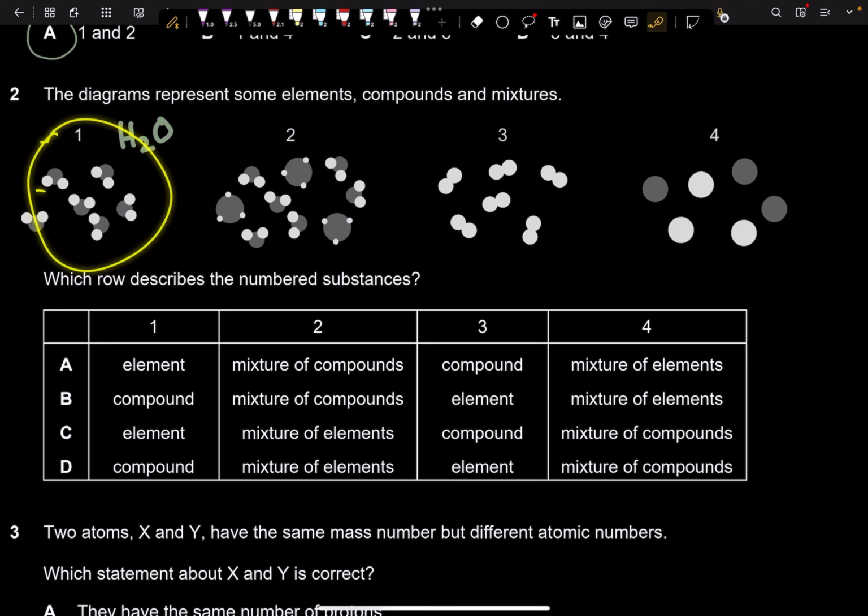It can be anything, but I randomly gave it the name H2O just to make it easier for you guys to see that all particles are of the same composition. Their chemical composition is same. 2 white and 1 black. That's the property of a compound.